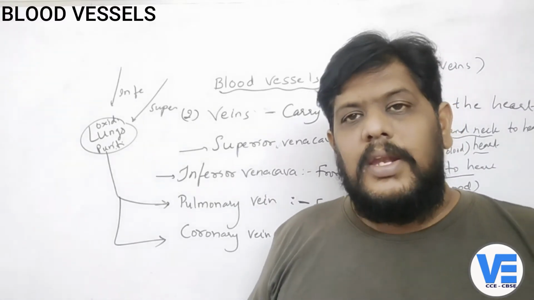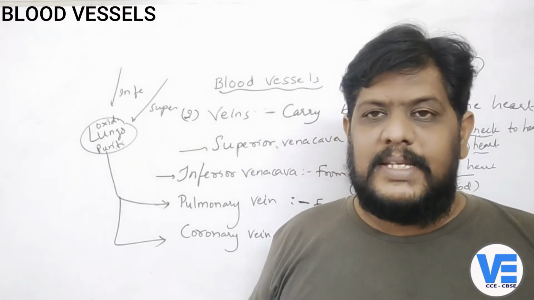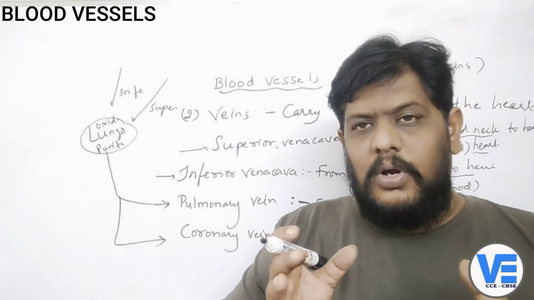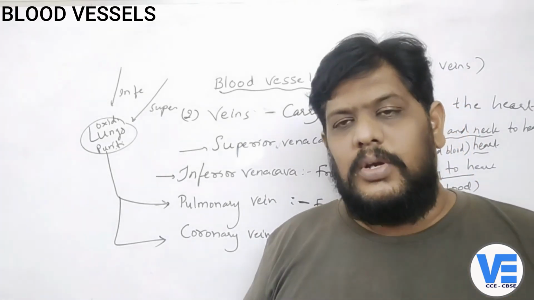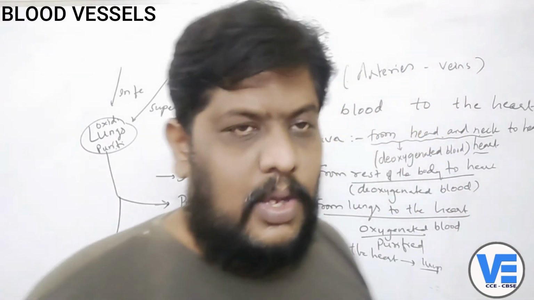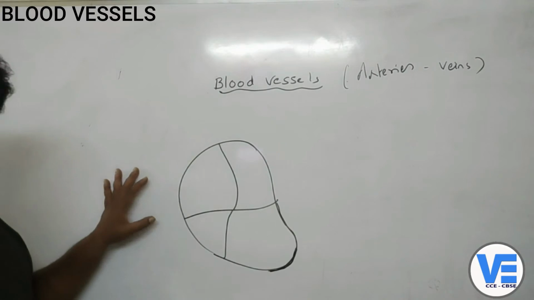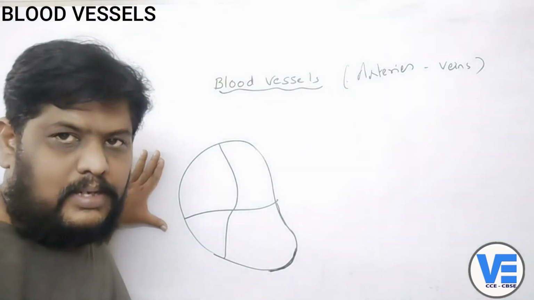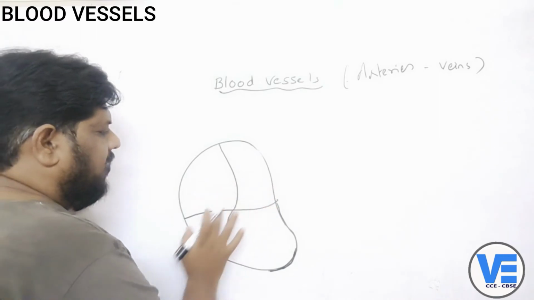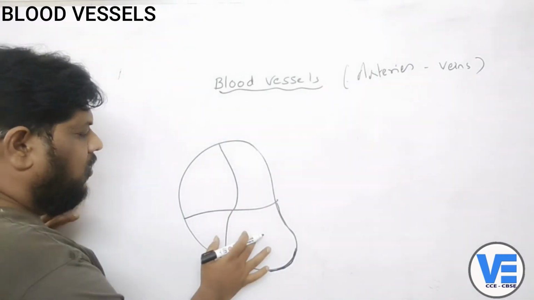Okay, children, now we'll see the second one. To understand the internal structure of the heart, I want you to learn two terms, and I will teach you the two terms now. Okay, children, now we'll imagine this as a heart. Here. And now we already know that there are four chambers here, right?